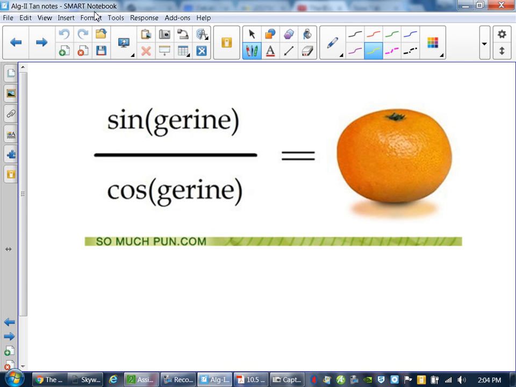Once again, does sine of theta over cosine of theta, does theta cancel out? Yes.